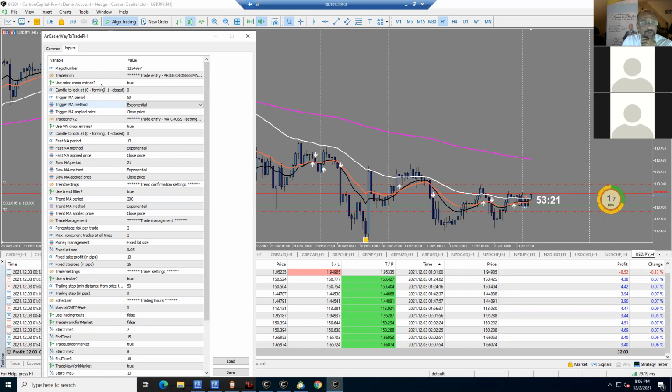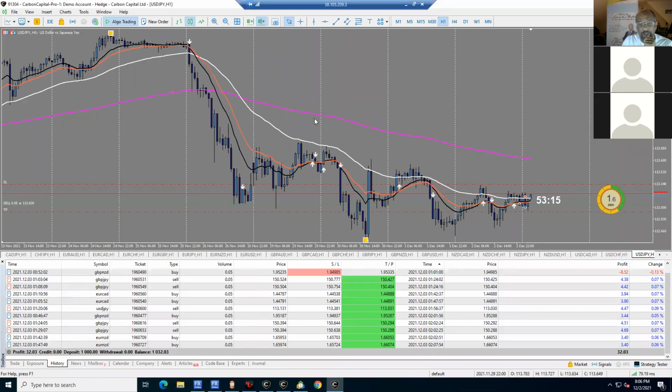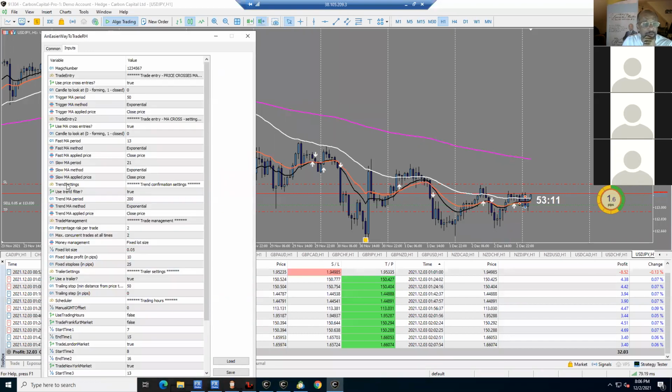If I'm using price cross entry, I have it set to true or false. True means that I'm using the 200 as my major trend. The trend filter is true, trend MA 200. That determines the trend that I'm in. You could change this to just the 50 or some other MAs, but the 200 is pretty much what the banks go by. I'm using the 200 as my trend.